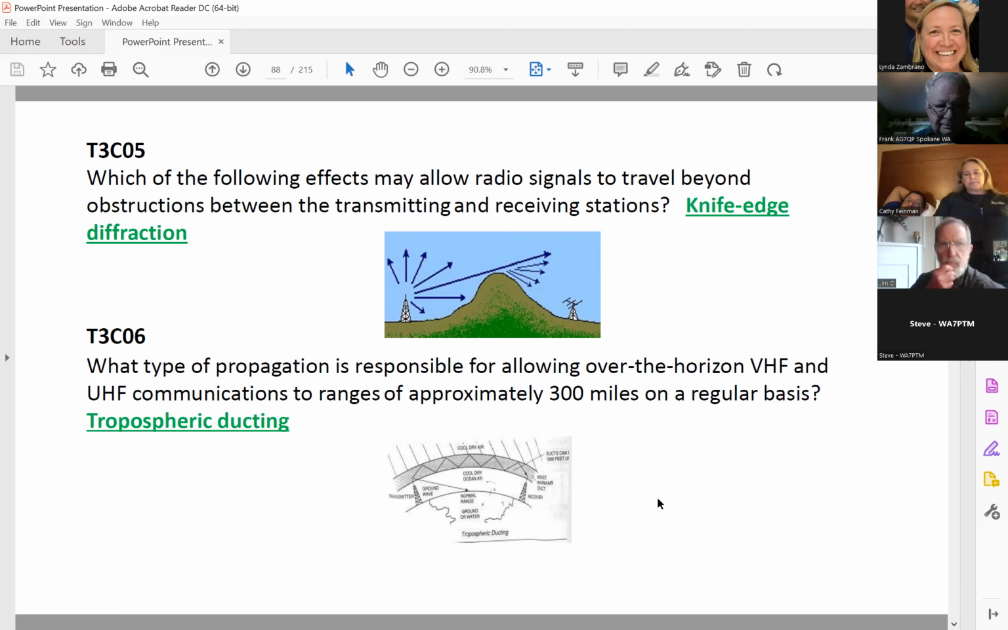Good. Okay. The second question there, the tropospheric ducting, that's what I was talking about, how you have a duct basically in the upper atmosphere. The radio waves go into that and get bounced back and forth in that duct and they're kept there. That's the same way that optic fiber works with light.